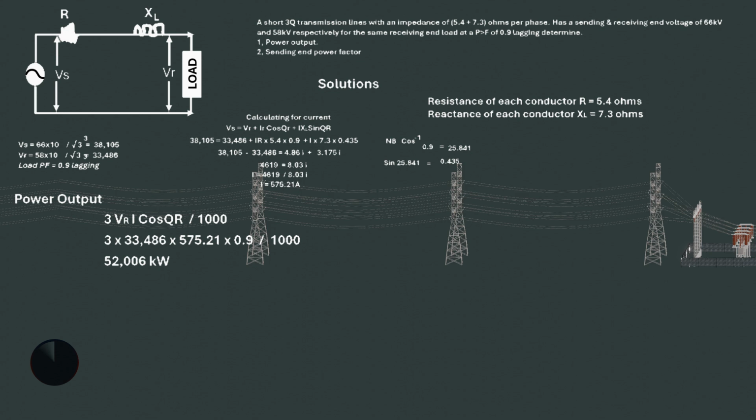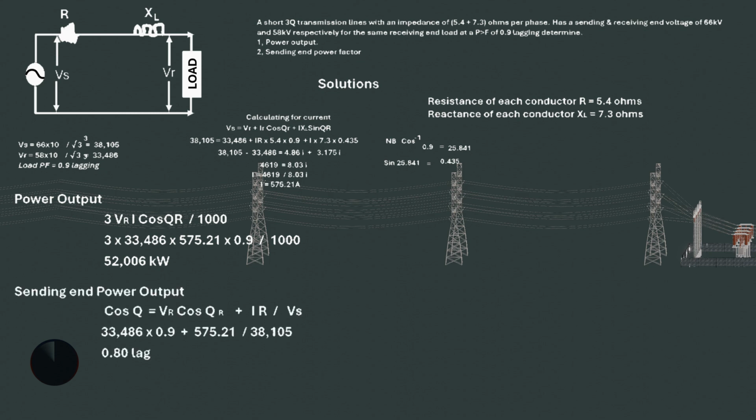Likewise, the sending end power factor can also be calculated using this formula: the receiving end voltage plus the receiving end current times the impedance, all over the sending end voltage. This will equal 0.80 lagging.